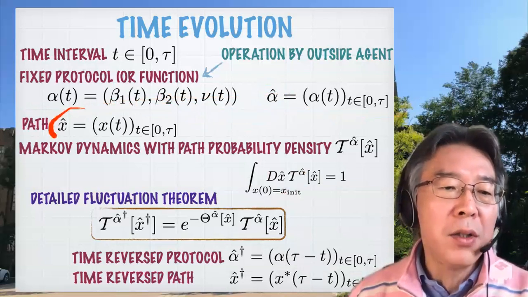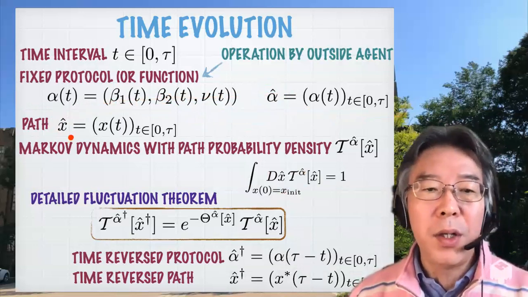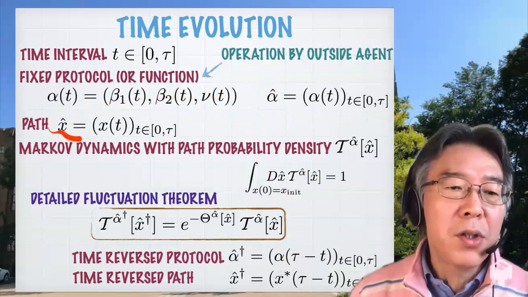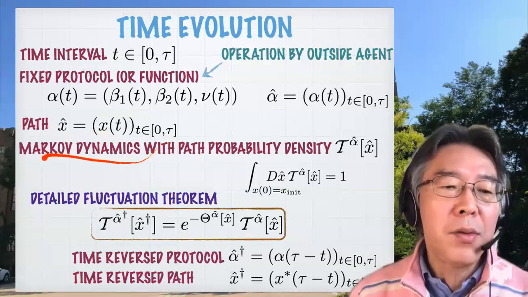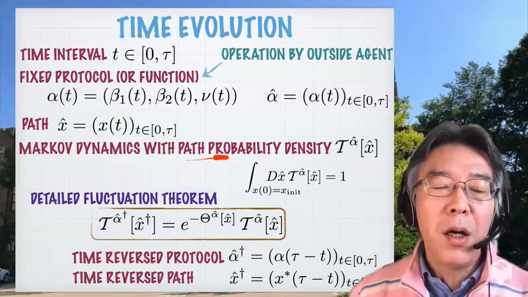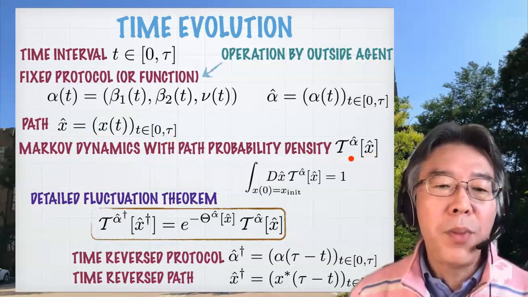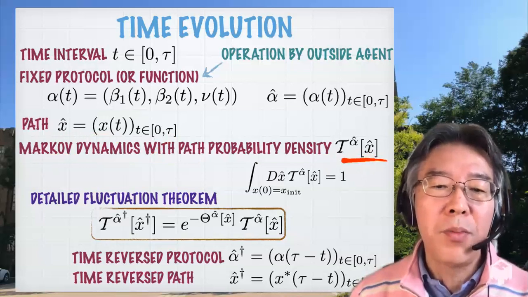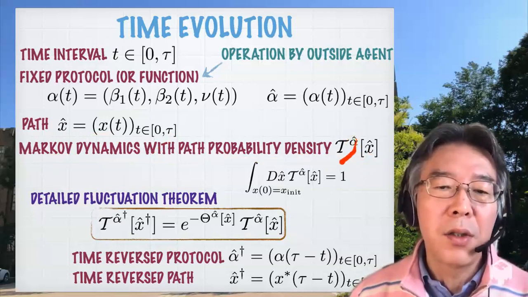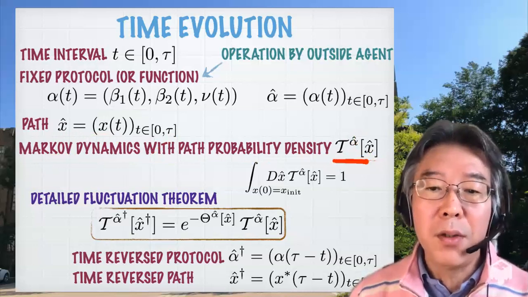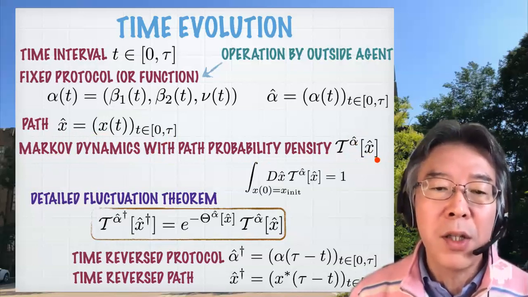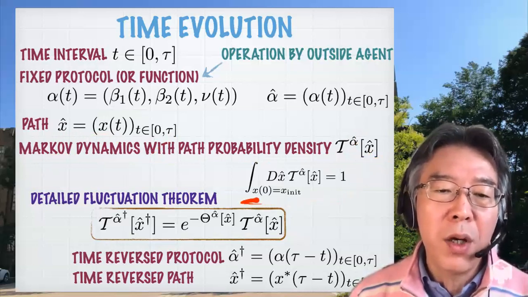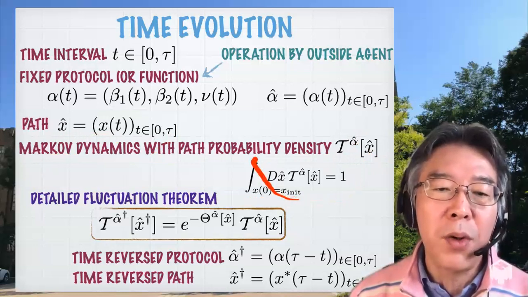On the other hand, X hat is something the system determines by solving the equation of motion, and also it's stochastic. Okay, but by X hat, I denote the whole path. And then since the dynamics is Markovian, you get something called the path probability density for each realization of path, which of course depends on alpha hat. Roughly speaking, this is the probability that you get a specific path X hat, and it's normalized in this way. So if you fix the initial condition and sum up over all the paths, then you get 1.